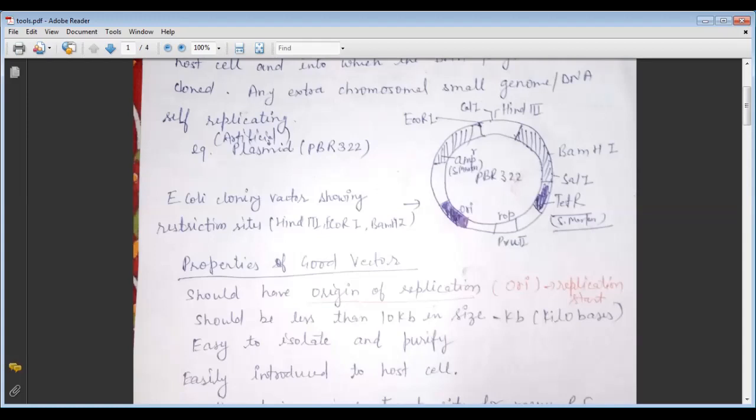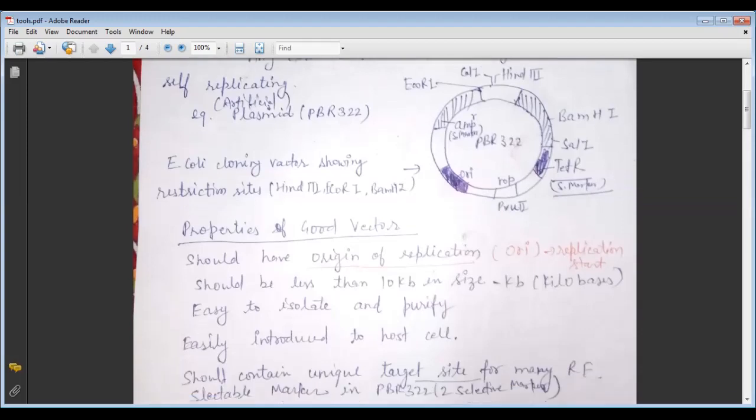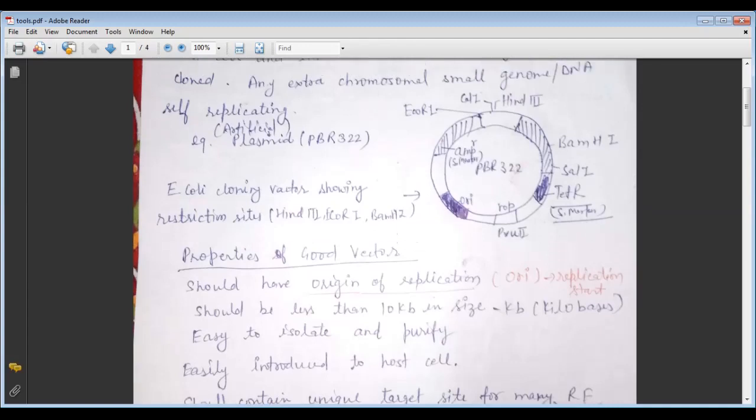Now the following are the features that are required to facilitate cloning into the vector. Here we can see that the artificial plasmid is pBR322, and there are two antibiotics: the first is called ampicillin, and on the opposite side it has tetracycline.